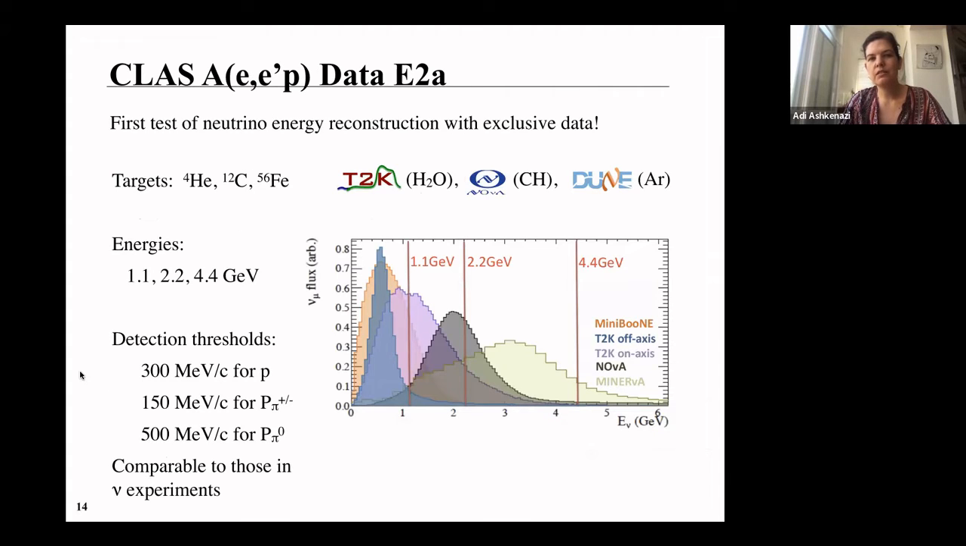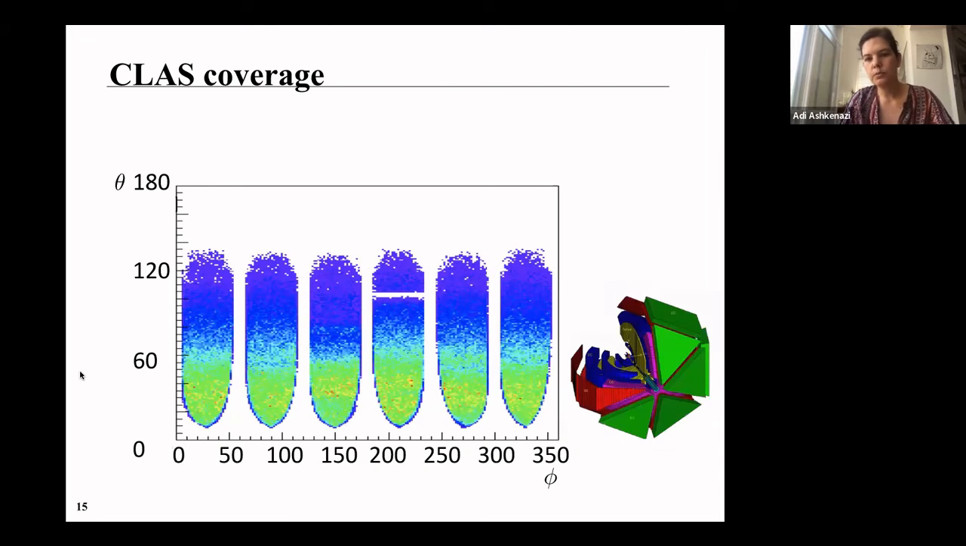So here's a summary of the targets that we were using: helium, carbon, and iron, and the energies we were using: 1, 2, 4 GeV. Again, this is just for reference, but we're going to check out what we've done in the results. I needed to mention CLAS coverage. We said that it's very wide, but it's obviously not complete. You can see on the sketch here that there are 6 sectors, and on the left the acceptance map with respect to the polar and azimuthal angle, and you can nicely see the 6 sectors.